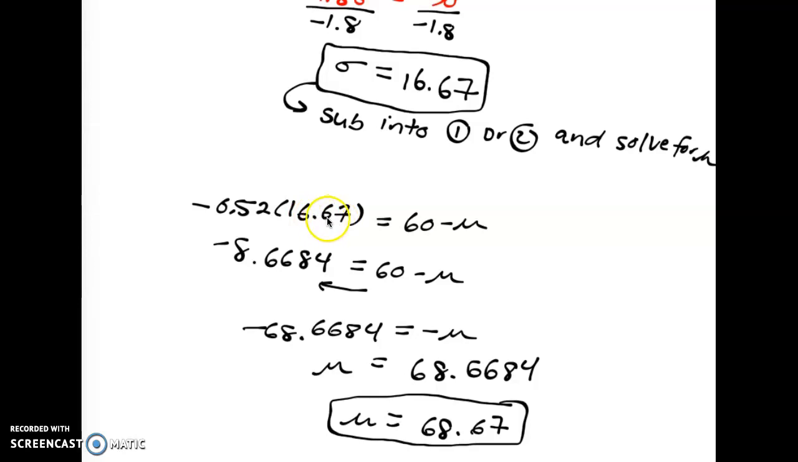So here I subbed 16.67 into my first equation. I worked that out. I moved the 60 over to the other side. So I got negative 68.6684 equals negative mu. I divided both sides by negative 1. And then I rounded my mean to 2 decimal places, so I got 68.67. Okay, and that gives us our mean and our standard deviation, which is what the question was asking for. So there's the first example.